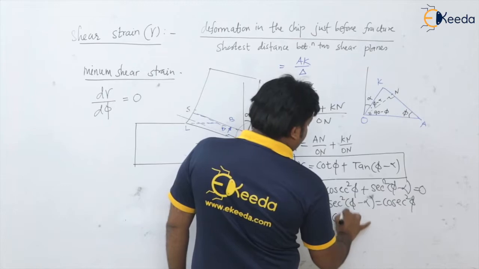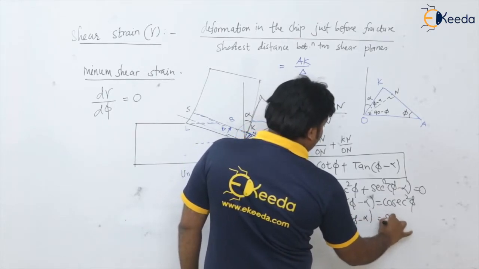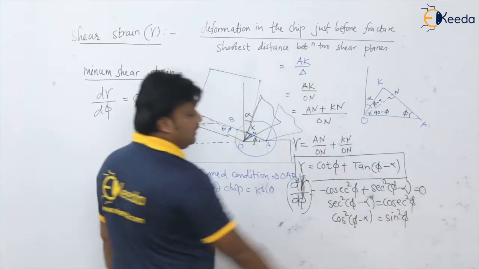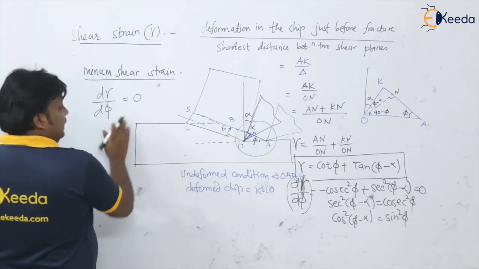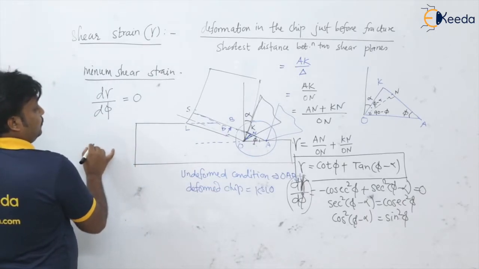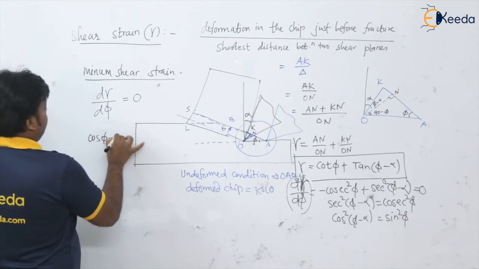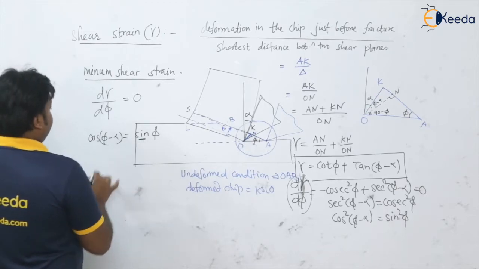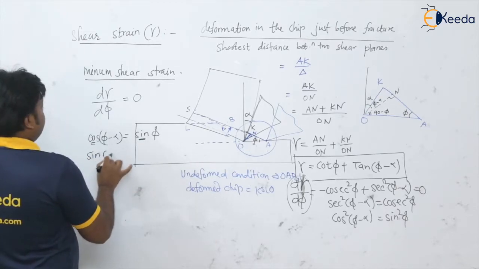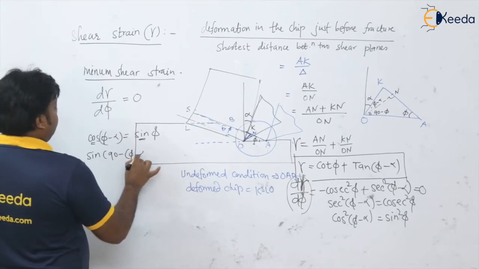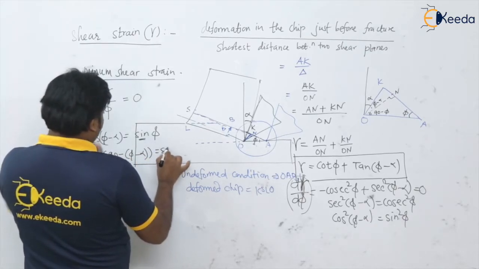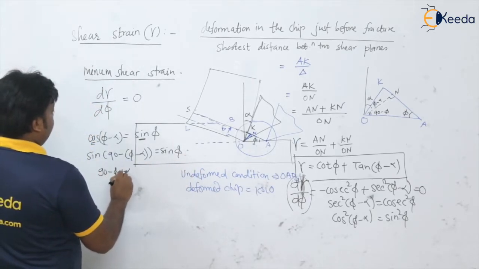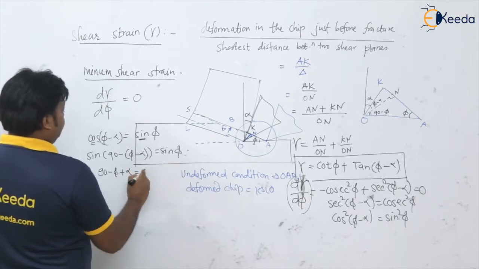Or I can get cos square of phi minus alpha is equal to sine square of phi, because 1 upon cos and 1 upon sine, directly I can write this. So what can I get here? This cos of phi minus alpha is equal to sine of phi. So what is sine phi or cos phi? It is nothing but sine of 90 minus theta, that is, sine of 90 minus phi minus alpha is equal to sine of phi. So what can I write here? So 90 minus phi plus alpha is equal to phi.